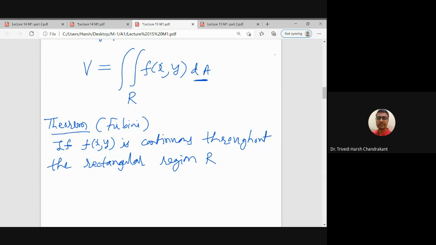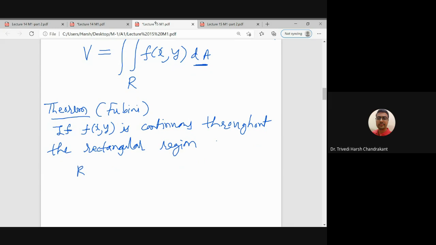Suppose we have a rectangular region R, which is given by all the points x, y such that a less than or equal to x less than or equal to b and c less than or equal to y less than or equal to d. So that means x is in the closed interval [a, b], y is in the closed interval [c, d].